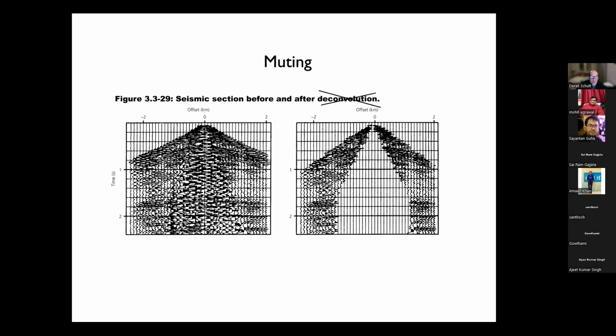Here's an example of muting. So these waves here are surface waves, and we don't want them, so we just erase this part of our seismograms. The book says deconvolution, but this is not deconvolution.